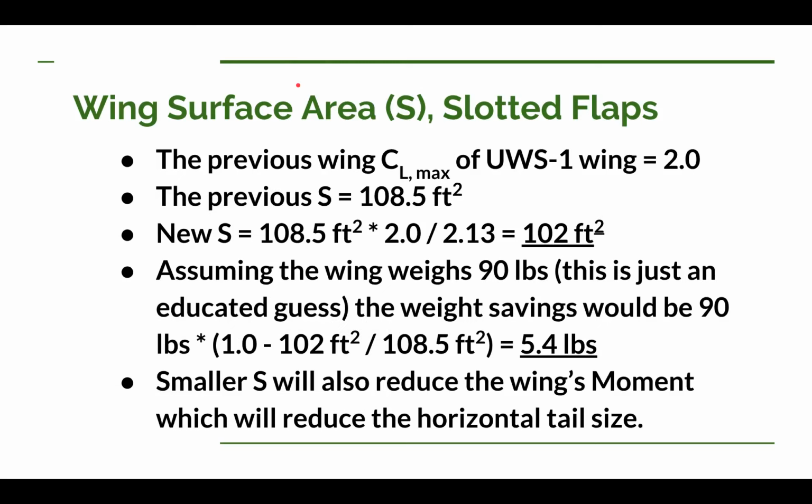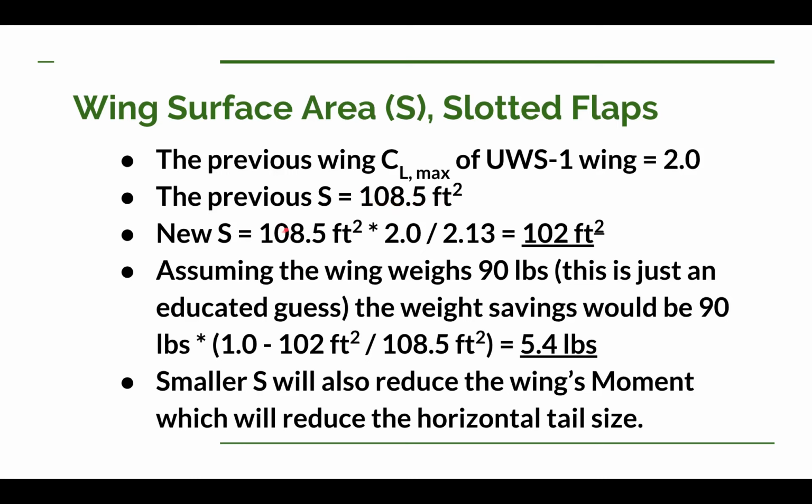Now that we've come up with a coefficient of lift for a wing that's using full span slotted flaps, we can figure out a new surface area for the wing. Remember, the coefficient of lift for the wing previously was 2.0. That was with full span plain flaps, from part 1 of our wing size video. And the wing size that went with that coefficient of lift of 2 was 108 square feet. So let's calculate the new size of our wing.